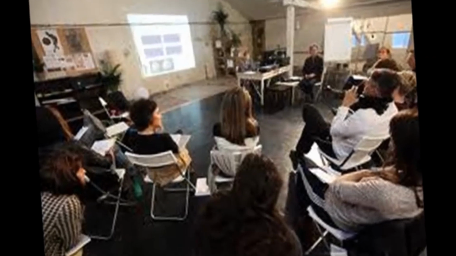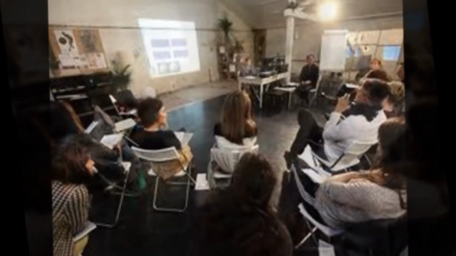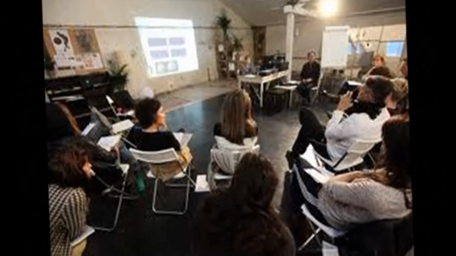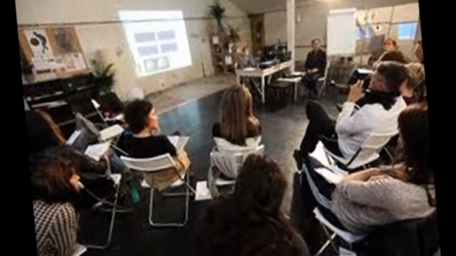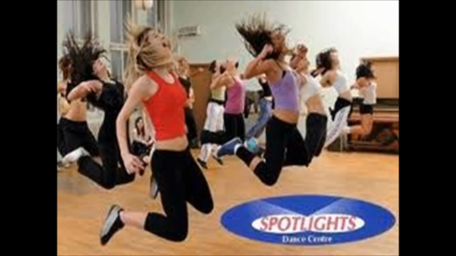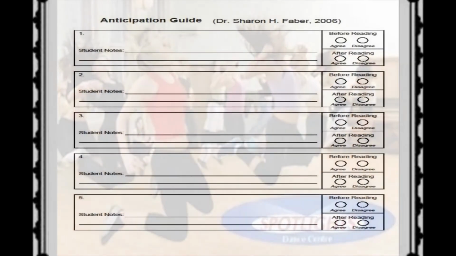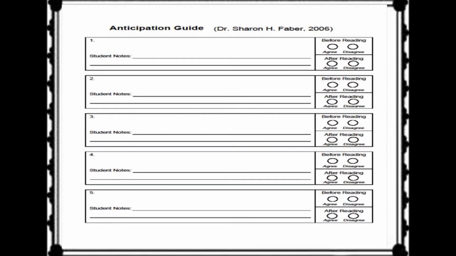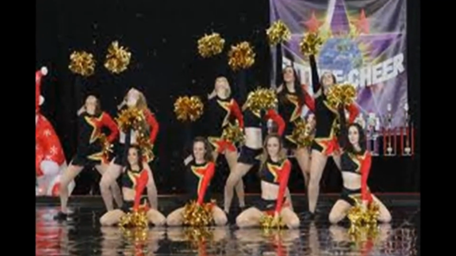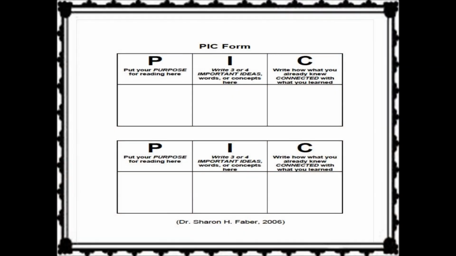So dear friends, there are many skills which we have to know in the industry as professionals, and how you can incorporate them. We can use many of the other graphic organizers like AIDE: action, idea, details and explanations, like the anticipation guide, like PICK form. PICK form is to put your purpose, idea, and connect with what you already know, or have a KWL, QAR, that is question answer relationship.